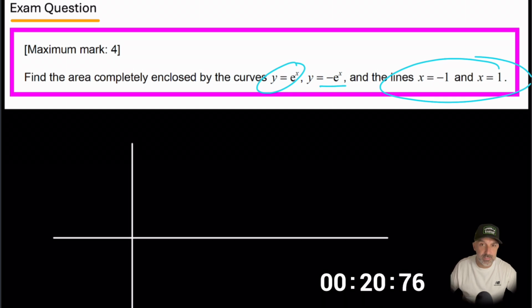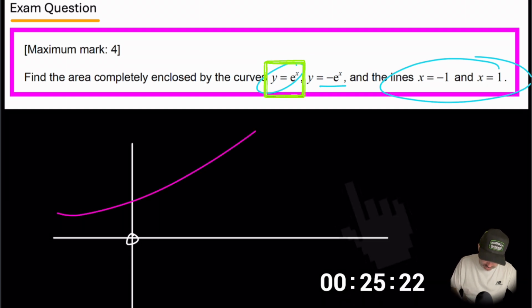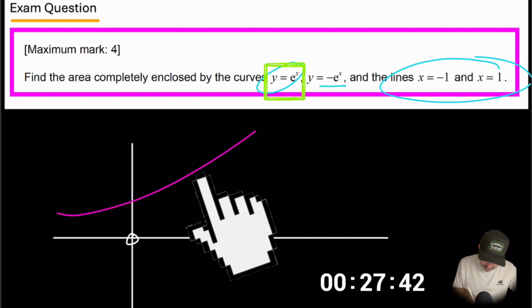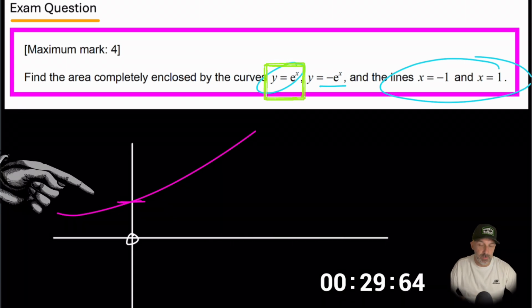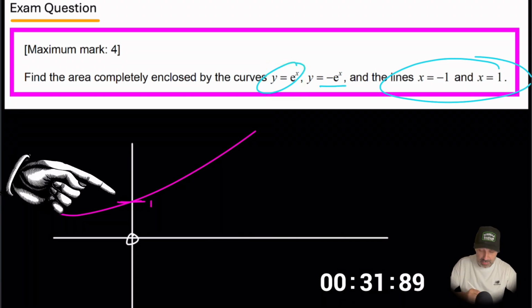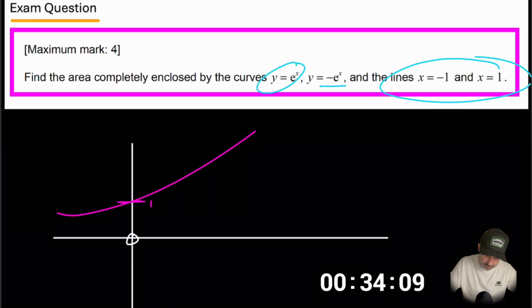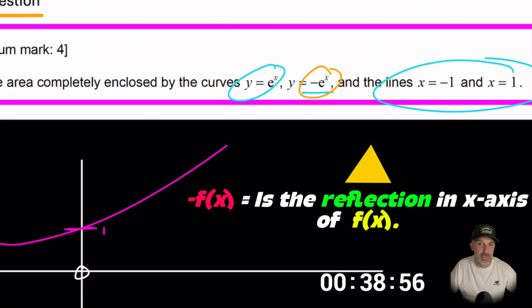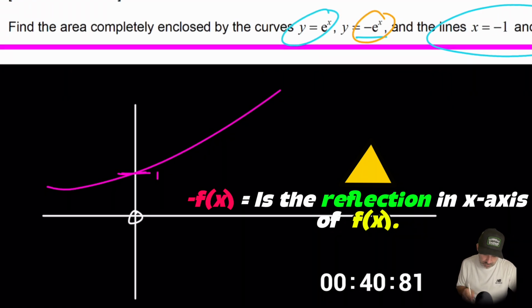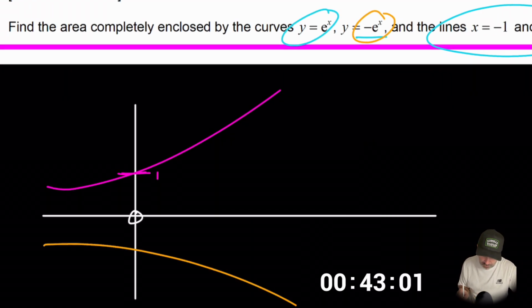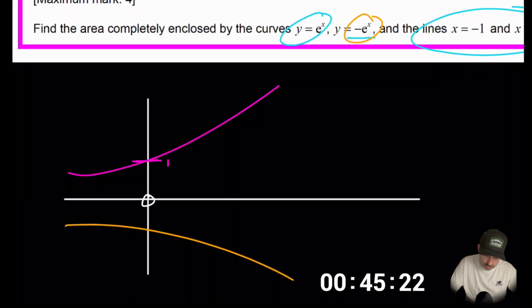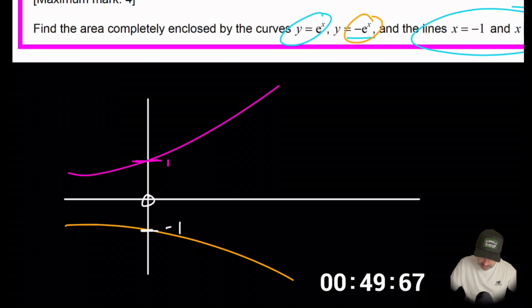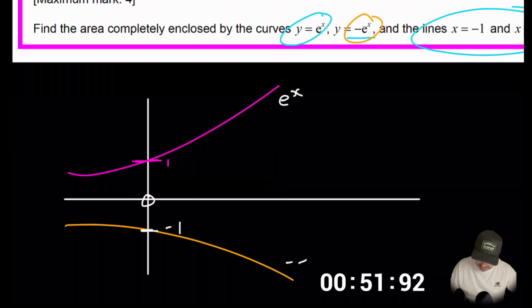So I've got a set of axes here, and the e to the x function has this shape. When x is 0, e to the 0 is 1, so it's going to go through 1, and it has this exponential curve rising up. Then negative e to the x is a reflection in the x-axis. So you would have to have a little bit of knowledge of functions there to know what kind of shape that has. So that is -1. Let's just write that on. That's e to the x, and that's negative e to the x.